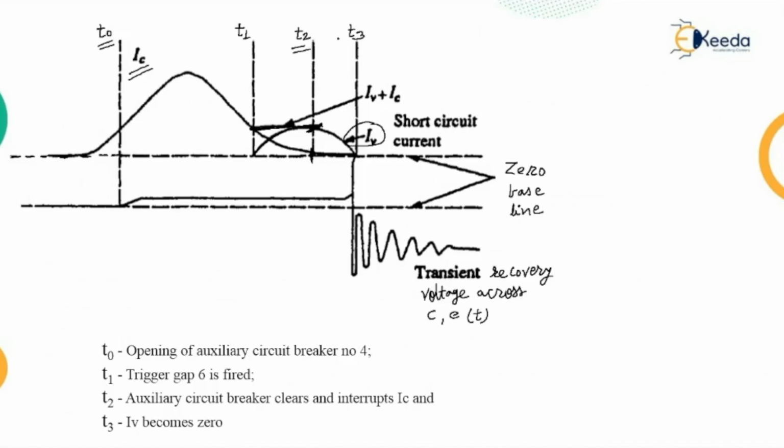Short circuit tests are basically classified into 3 categories: direct testing in the network, that is in the field; direct testing in a short circuit test laboratory; and synthetic testing of circuit breakers. Hopefully you understood the concept of these tests on isolators and circuit breakers. So thank you so much, guys. Take care.